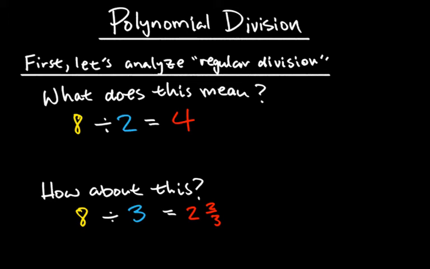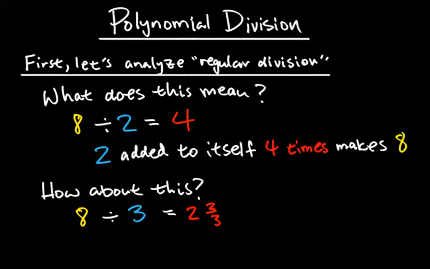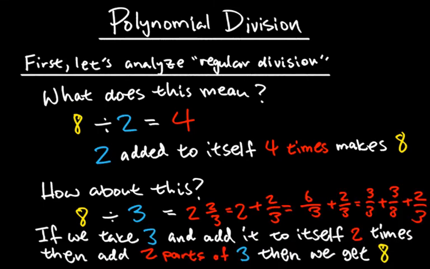8 divided by 2 equals 4. Essentially 2 added to itself 4 times makes 8. Alright, how about this though? If we have 8 divided by 3 equals 2 2/3, what we get is technically this. Take 3, add it to itself 2 times, then add 2 parts of 3, and it will get 8. And then you can look at this over here, and that explains a bit of how that's going as well.